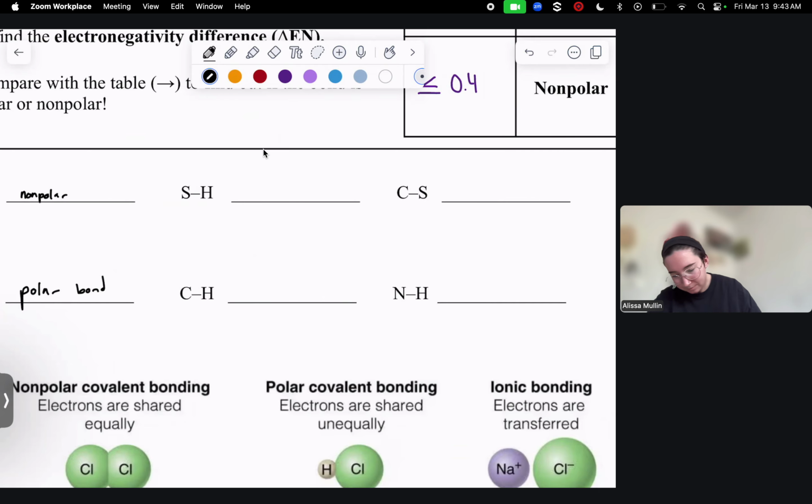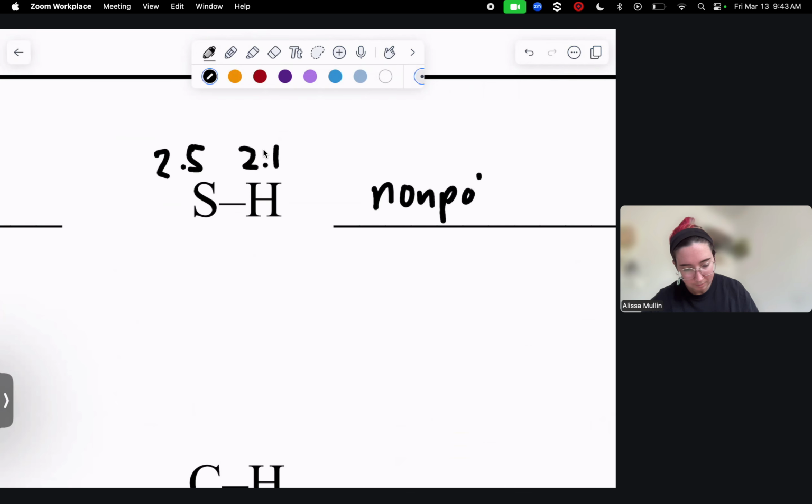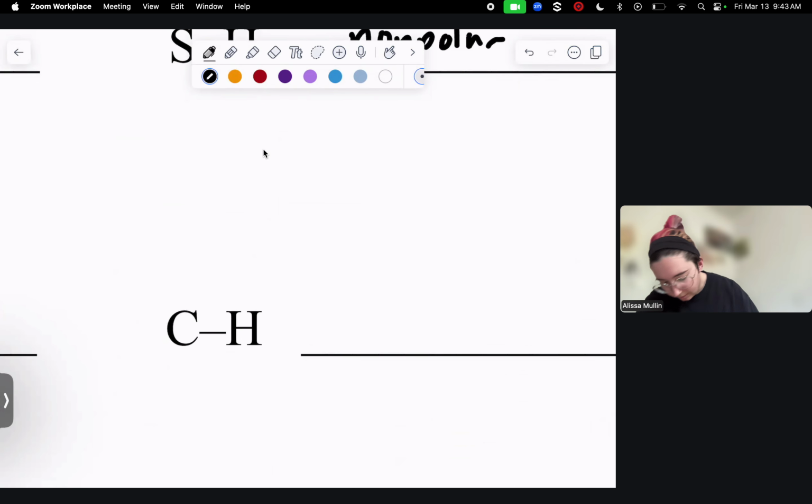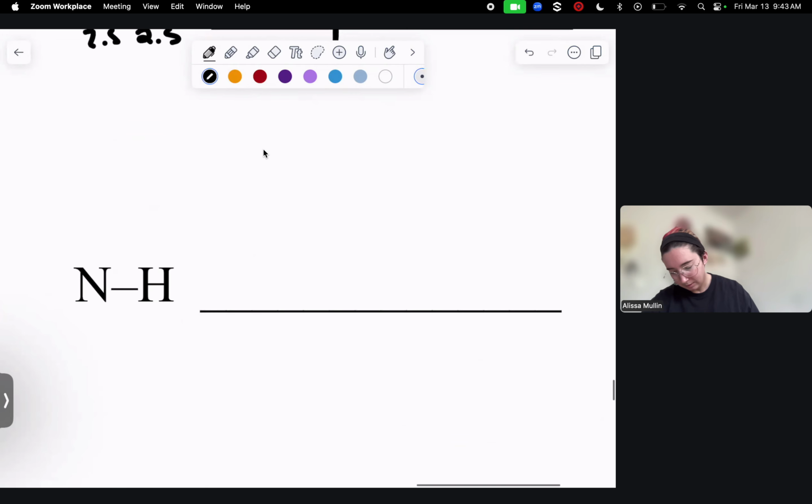So this one, this is 2.5, this is 2.1. That's a difference of 0.4, which we call nonpolar. Carbon is again 2.5 and hydrogen is 2.1. Again, that difference is only 0.4, which we call nonpolar. 2.5, 2.5. Definitely, if there's no difference, we call that nonpolar. And then this one, this was 2.1, this one's 3. A difference of 0.9 is going to be polar.